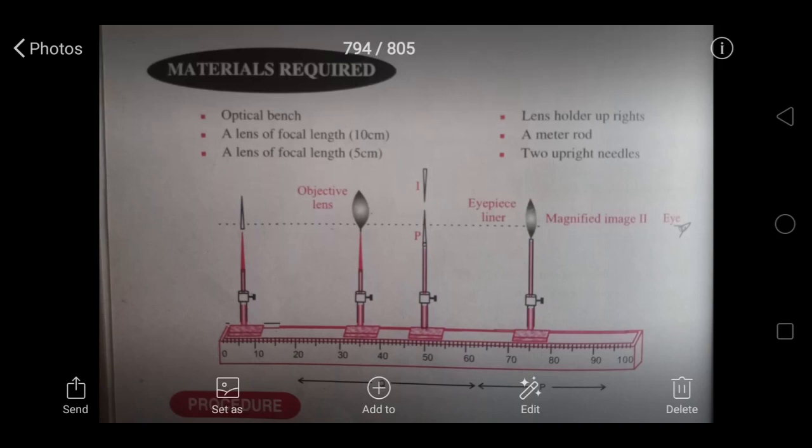Students, the material required for this practical is an optical bench, a lens of focal length 10 centimeter, another lens of focal length 5 centimeter, a lens holder, uprights, a meter rule, and two upright needles.